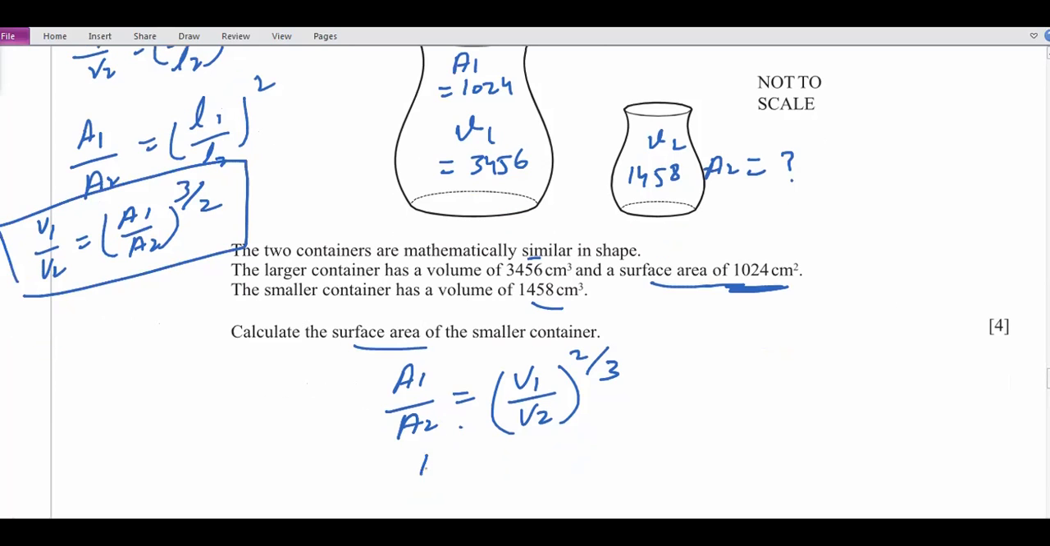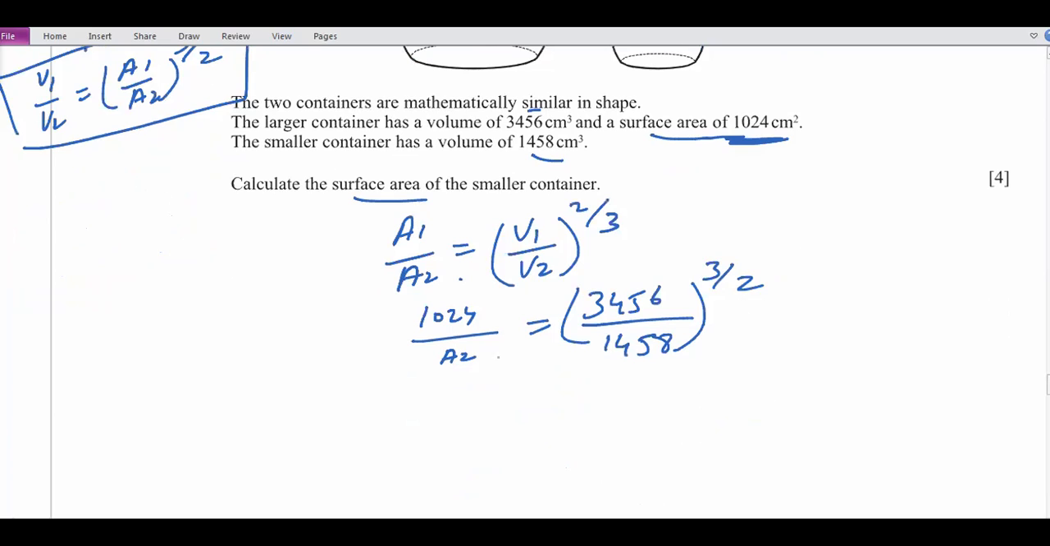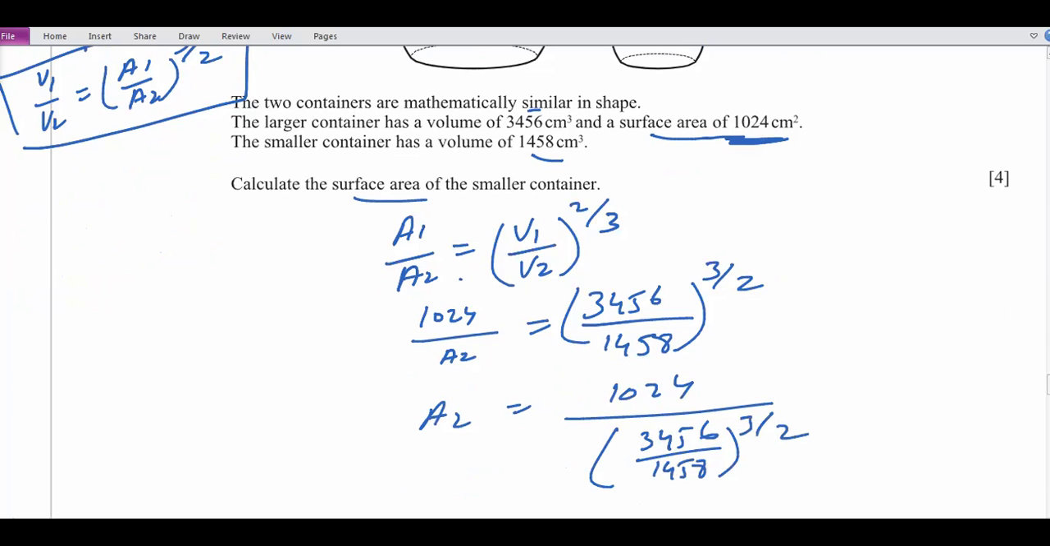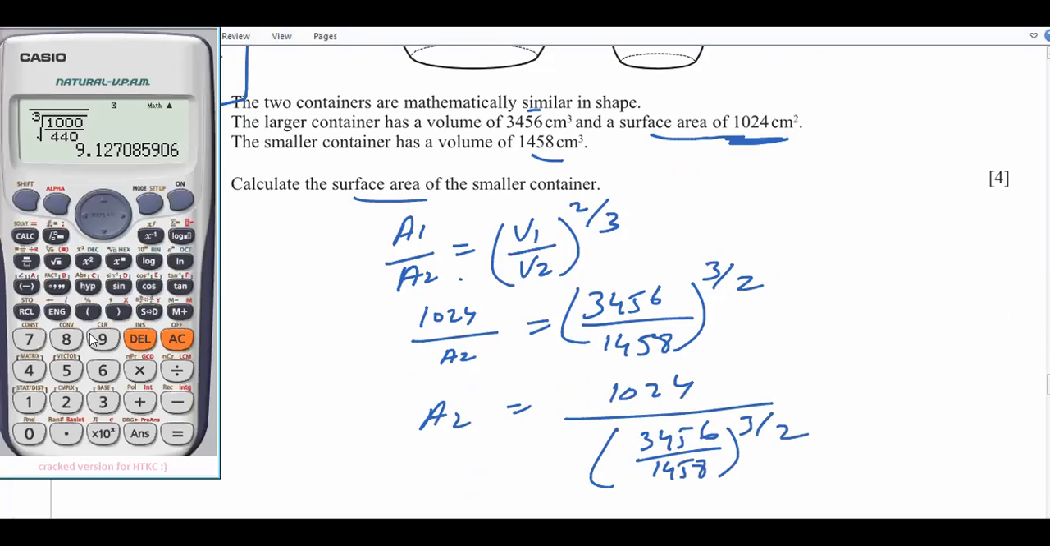A1 is 1024 over A2, we don't know, equal to V1. What is V1? 3456 over V2 is 1458, and the whole power is 3 over 2. Okay, so what we will do, cross multiply. A2 will be 1024 over 3456 over 1458, power 3 over 2. Just calculate this one now.